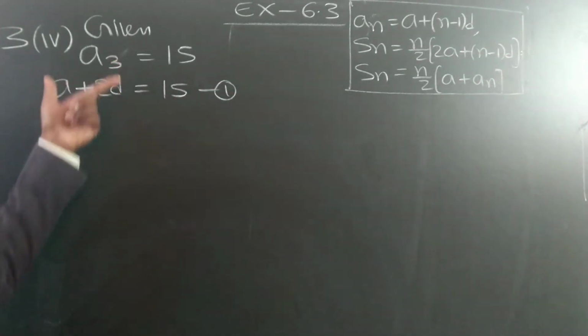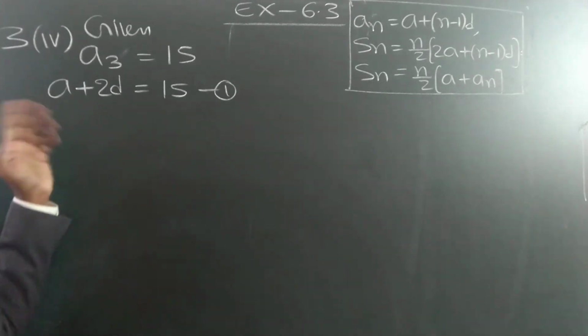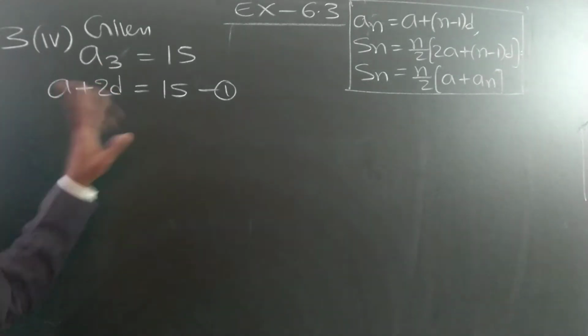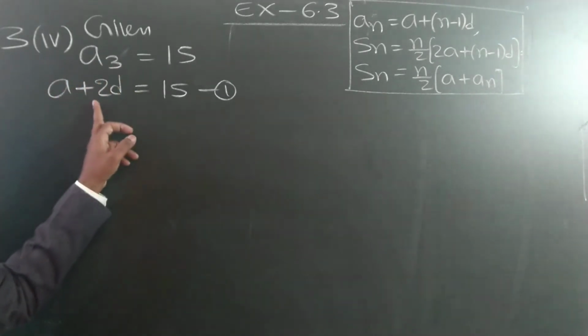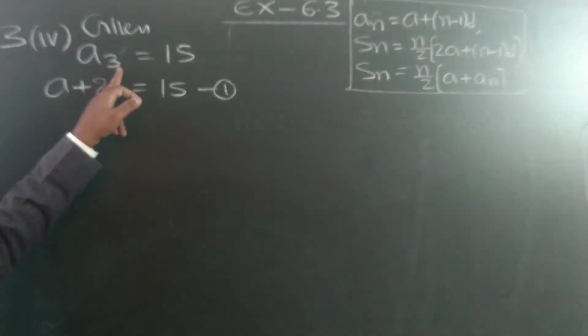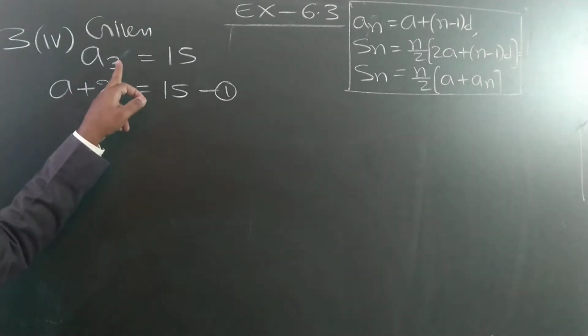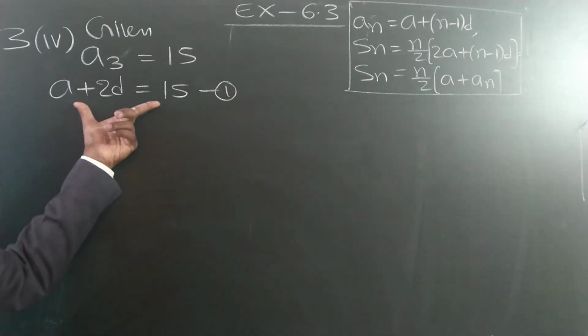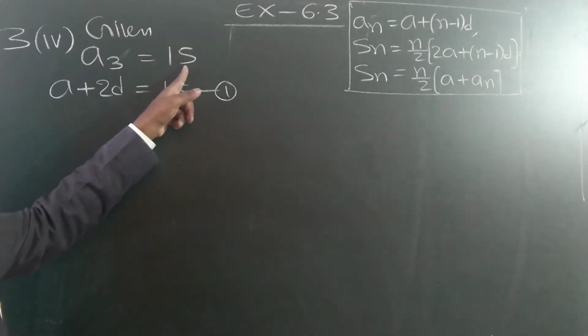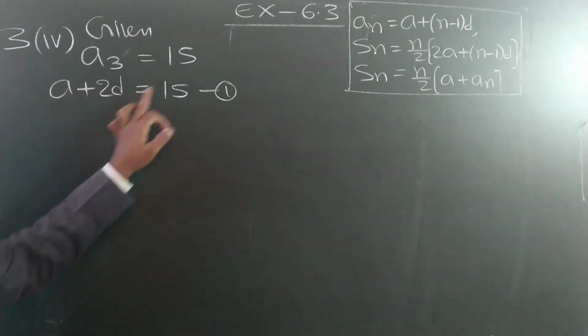You can write the formula, one more step you can write, but directly also you can write. Third term is a plus 2d. Fifth term is a plus 4d. One less than this. 10th term means a plus 9d. Like that. 3 means 2 you will get. So this third term is given in the problem. Third term formula is a plus 2d is equal to 15.